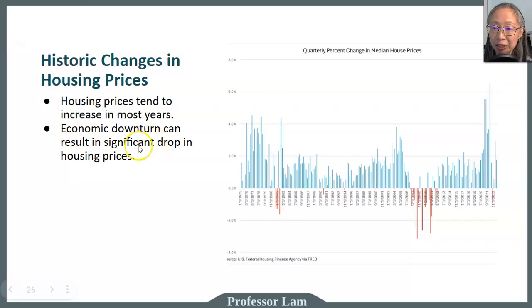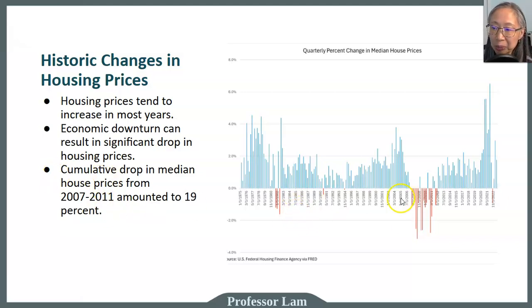However, an economic downturn can result in a great drop in housing prices, just like it can result in a big drop in stock prices. So houses are a little bit safer than stock because again, the increase is not as high and the decrease is not as great, but it's still risky.